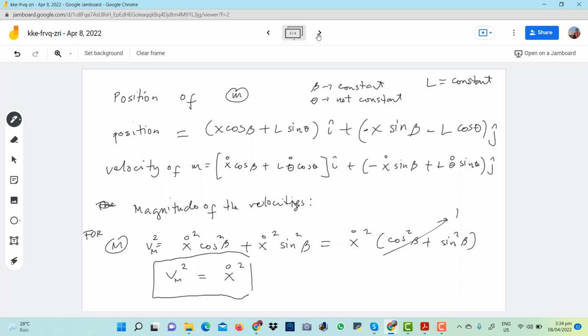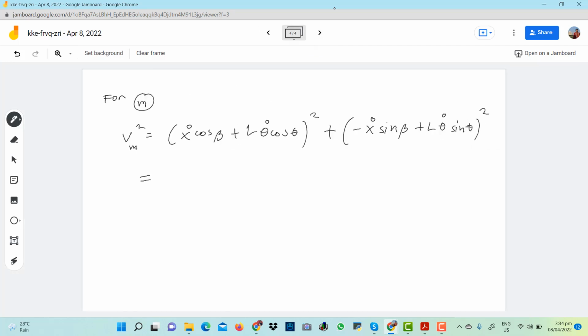Let me check if what I got is right. Minus minus, the derivative of cosine is plus, so it becomes plus there. So minus x dot sine beta, L theta dot sine of theta, quantity squared. Okay, let's simplify. I have x dot squared cosine squared beta plus L squared theta dot squared cosine squared of theta plus 2 x dot cosine beta L theta dot cosine of theta.